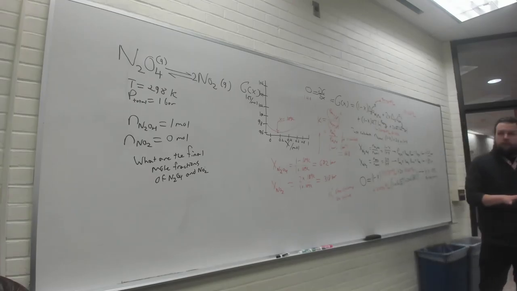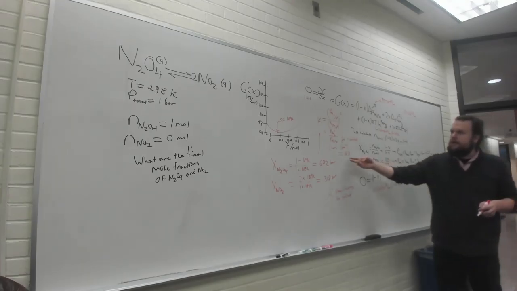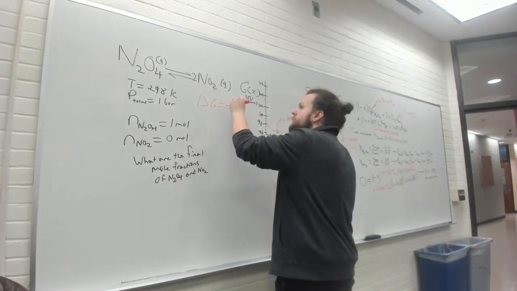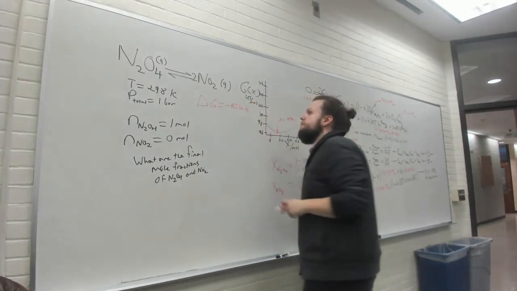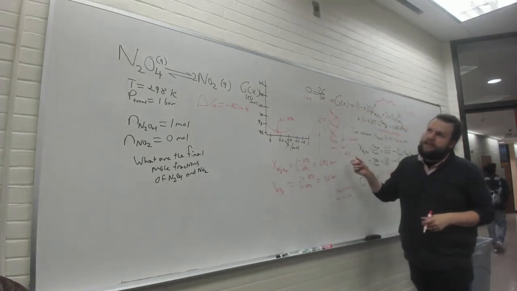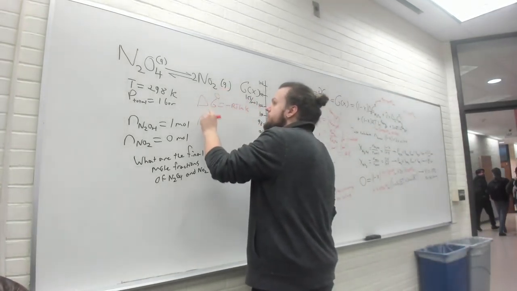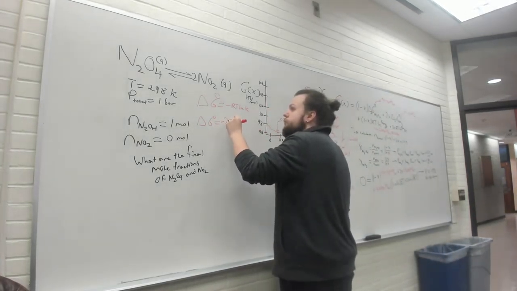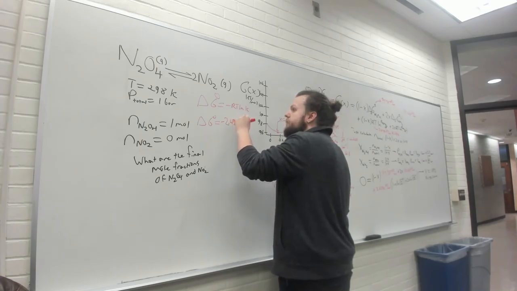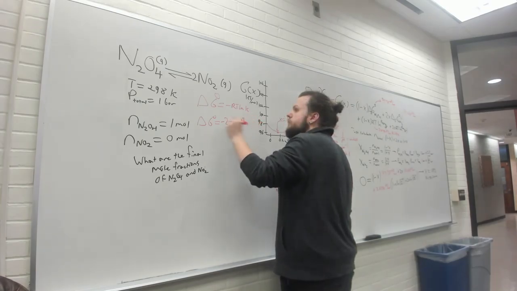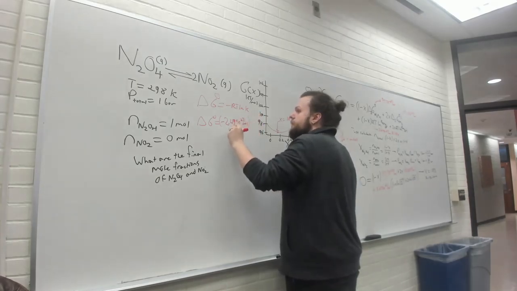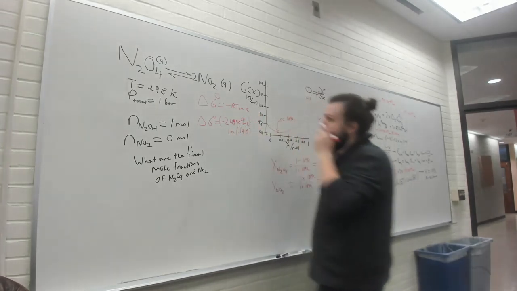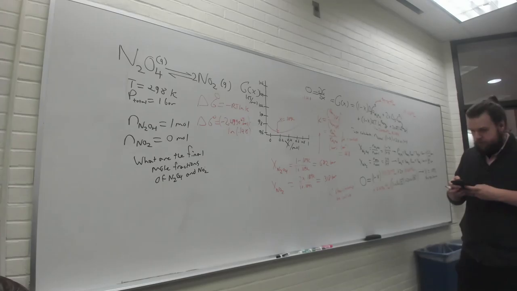And I won't do the calculation, but you can now take this value. We know that delta G is equal to minus RT ln K. We can plug that in: delta G star is equal to, at this temperature, minus 2.4790 kilojoules per mole times the logarithm of 0.148. That's our equilibrium expression.